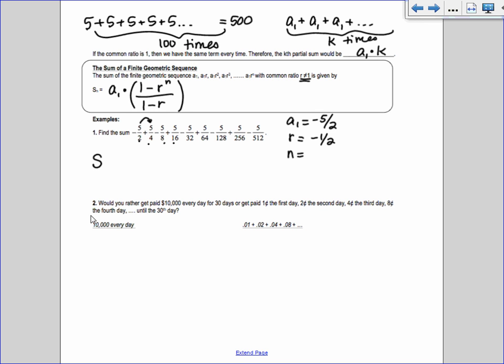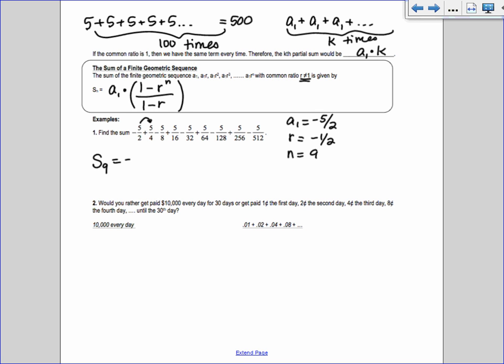1, 2, 3, 4, 5, 6, 7, 8, 9. I have 9 terms. So I'm adding, and I'm finding the sum of those 9 terms. So I can do it with this formula. Now this one wouldn't be hard to put all in your calculator all at once and just add those terms together. But when you have like 500 terms, you don't want to do that.